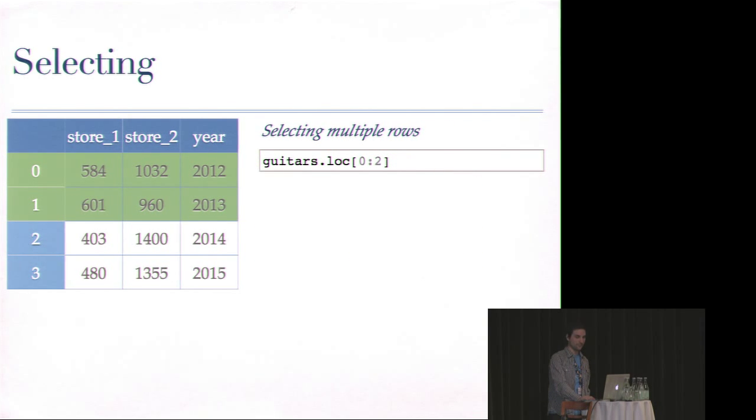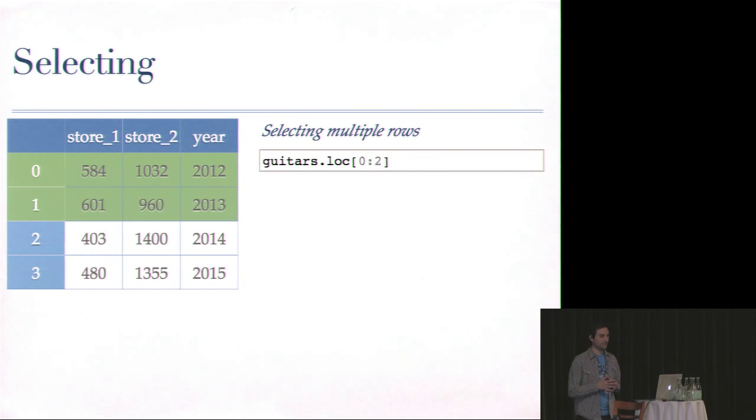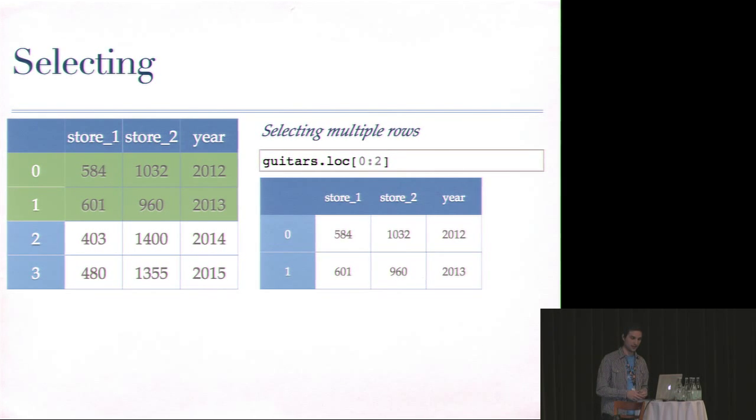Selecting multiple rows functions very much like you would slice a Python list. So here I'm selecting the first 2 rows, and I'm returned with a data frame consisting of just those 2 rows.